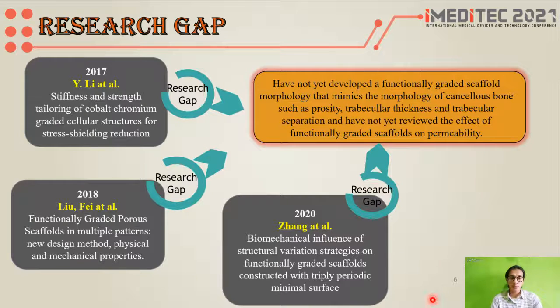So, the research gap in the study: from the years 2017 to 2020, researchers have not yet developed a functionally graded scaffold morphology that mimics the morphology of cancellous bone, such as porosity, trabecular thickness, and trabecular separation. And then the researchers have not yet reviewed the effect of functionally graded scaffold on permeability.